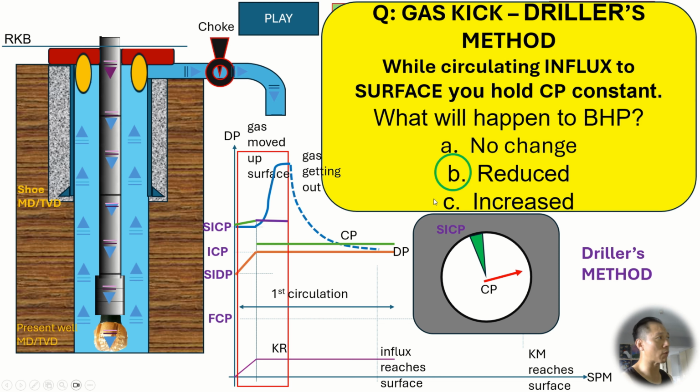Bottom hole pressure will reduce. If, while you are circulating gas from the bottom to the surface, you try to stick with the casing pressure gauge at a constant value, you will reduce bottom hole pressure. The right thing to do is stick with the drill pipe pressure gauge. Give yourself a safety margin, the green line here, and stick with it for the entire first circulation.